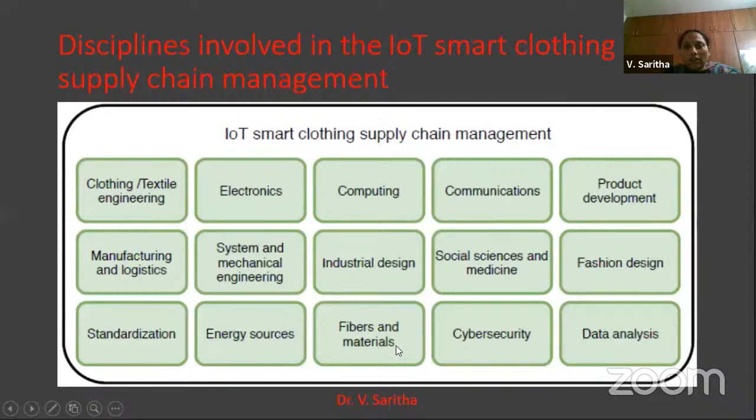So you see that technical and non-technical people are also involved in this. Not only BTech actually. So clothing, textile engineering, electronics, computing, communications, product development, manufacturing and logistics, system and mechanical engineering, industrial design, social science and medicine, fashion design, standardization, energy sources, fibers and materials, cyber security, data analysis. So these many specializations are required.